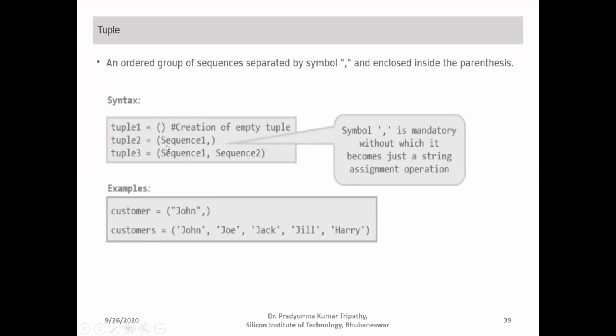And I can create a sequence in this way. I can keep multiple values. If you are keeping only one element, you may omit the comma. But if you are keeping multiple elements in the tuple, then they should be separated by commas. I have multiple elements, and each of these may be another tuple itself. Correct?